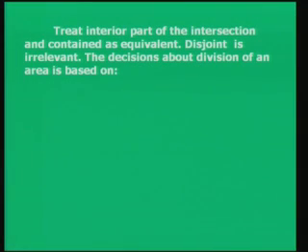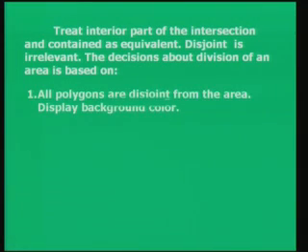Look back, the decisions about division of an area are based on the following constraints. If all polygons are disjoint from the area, display the background color, do not subdivide. That is what we meant some time back by saying that the disjoint is irrelevant. That means, just neglect that polygon if it is disjoint and display with the background color. If you visualize a background color like a gray color or a green color which we are seeing on the screen, or it could be a dark black color, or the background also could be white. Use that background color if the polygon and that area of interest are disjoint.